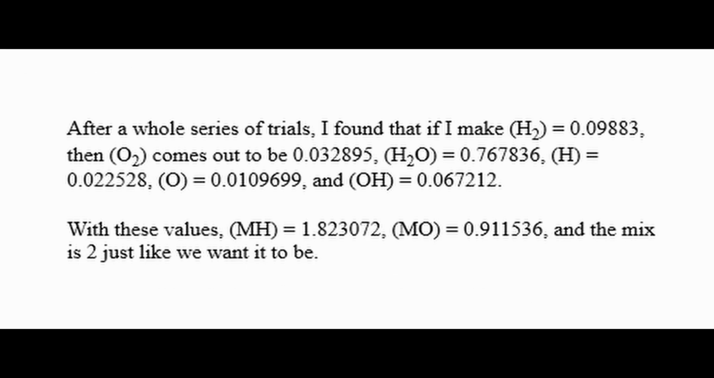After a whole series of trials, I found if I make H2 equals 0.09883, the rest of the numbers work out well. With these values, MH equals 1.823, MO equals 0.9115, and the mix is 2 just like we want it to be.